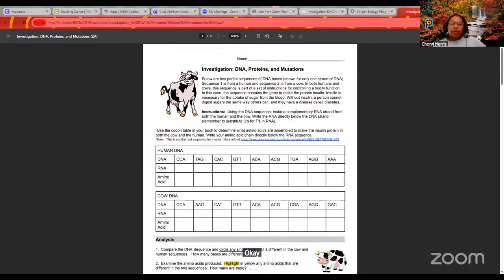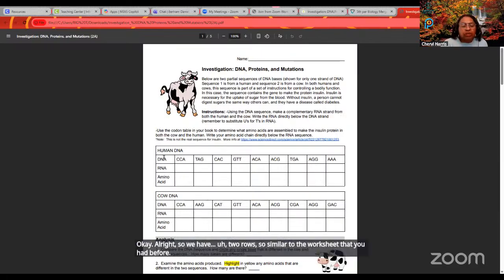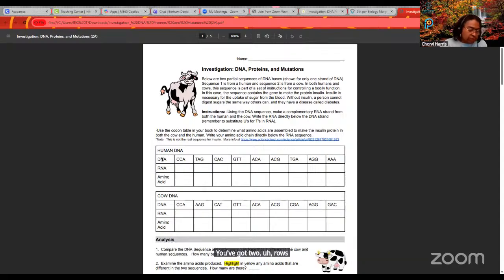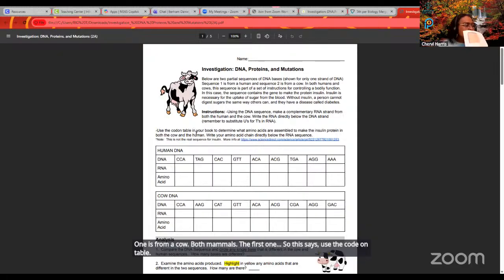Okay. All right, so we have 2 rows, similar to the worksheet that you had before. You've got 2 rows of DNA. One is a human strand and one is from a cow, both mammals. The first one, it says use the codon table, and that's this.